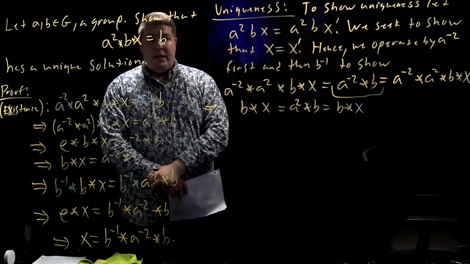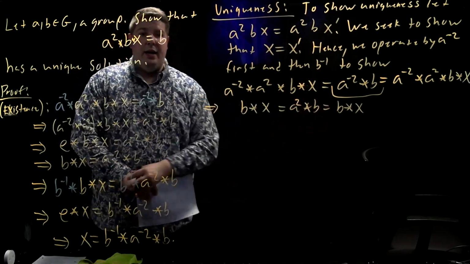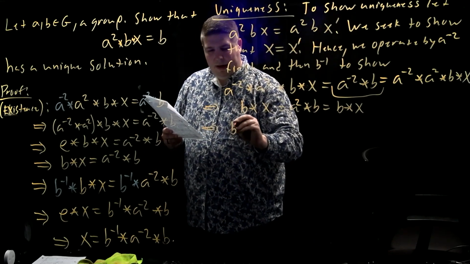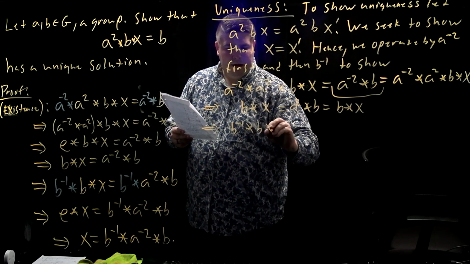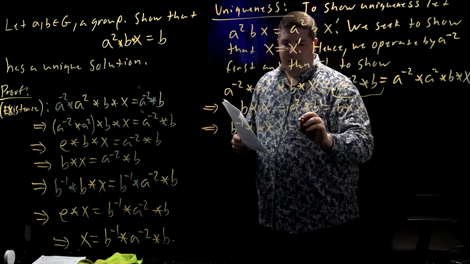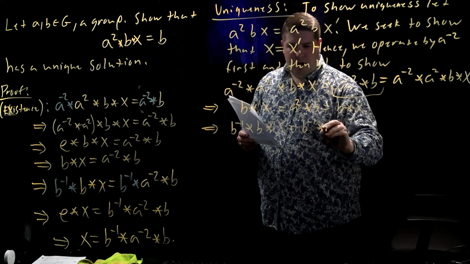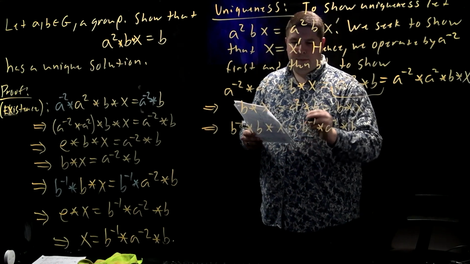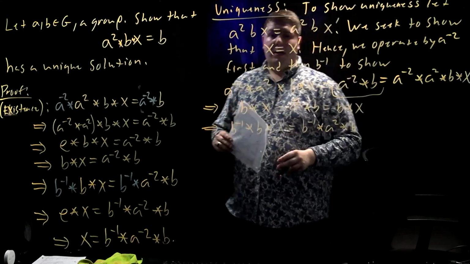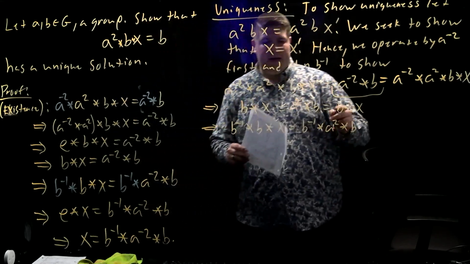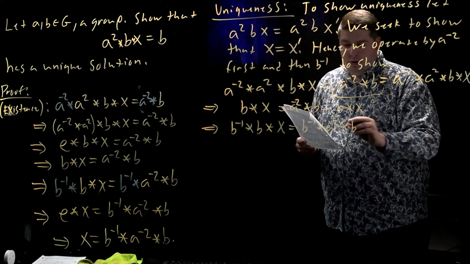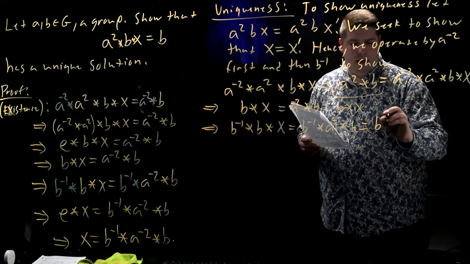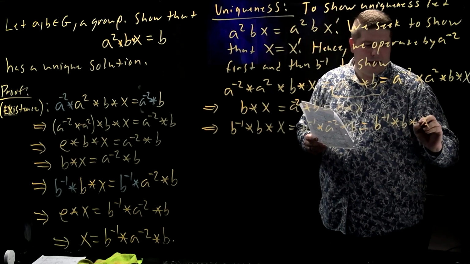Okay, so now from there, what we want to do is we want to get rid of this b on the left-hand side, which means we have to operate by a b inverse. Okay, so we have b inverse, operate with b, operate with x, and so for the middle, that's b inverse, operate with a squared, operate with b, and I'm sorry, I forgot the negative 2 right here. That's supposed to be a negative 2. So negative 2, operate with b, which equals b inverse, operate with b, operate with x.